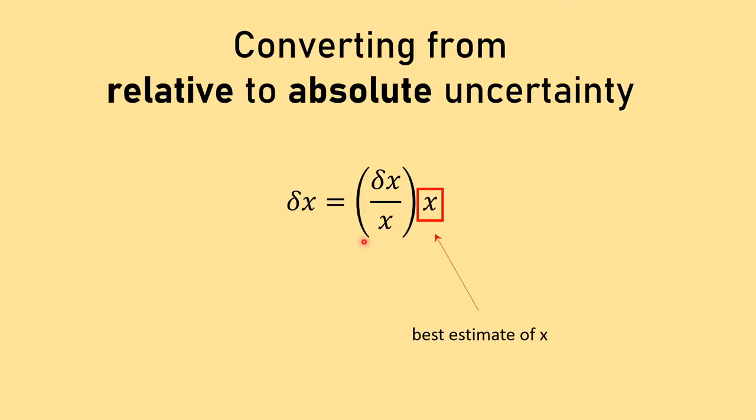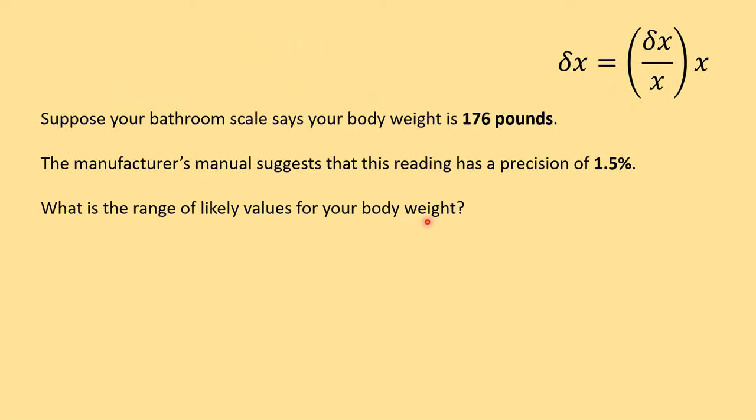If you've got this expressed as a percentage, it's like saying, well, what's 4% of that 22 centimeters? 4% is 0.04. You just multiply 0.04 times 22. So let's do an example here. Let's say you stand on the scale. It says you're 176 pounds, but because you're a nerd, you actually have the manufacturer's manual and you read it, and it tells you that this scale has a precision of something like 1.5%. Okay, what's the range of likely values for your body weight?